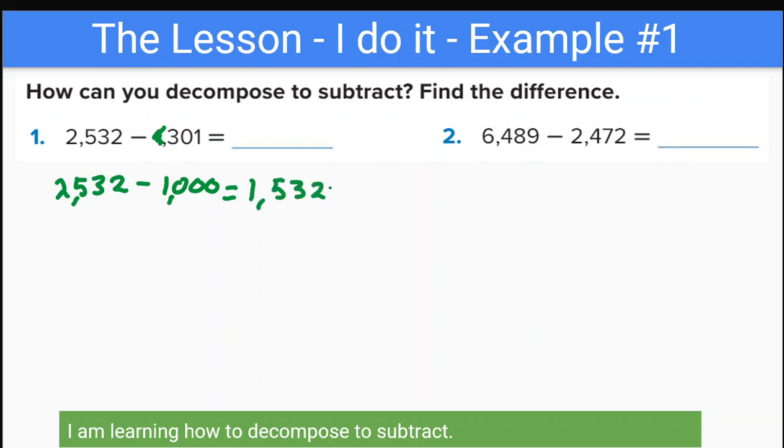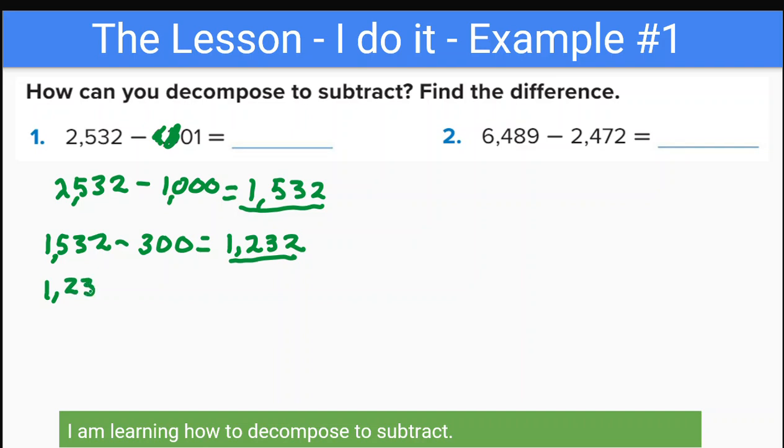Now, this right here becomes the beginning of the next part right here. So we take this 1,532, okay? And we're going to subtract 300 from that. Let's take off that 300, minus 300, okay? 1,532, well, 500 take away 300 leaves you with 200, so it's going to be 1,232.